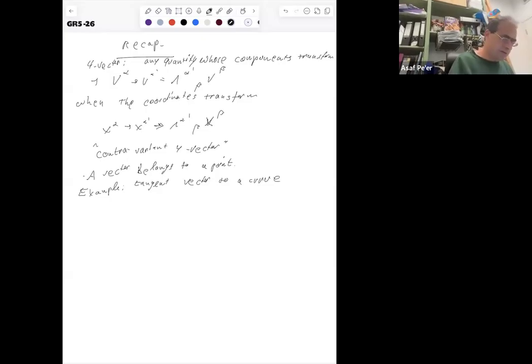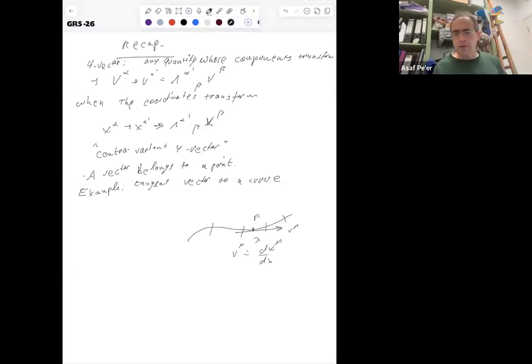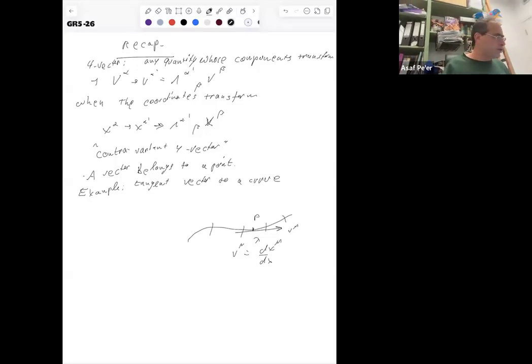Right? I have a curve in space. At every point on the curve, I can specify a tangent vector to that curve. If this is lambda, then the vector v is just dx mu over d lambda. Right. Then we looked at the transformation law of the set of basis vectors, and we saw that this is the opposite.